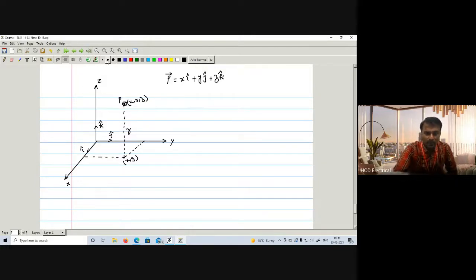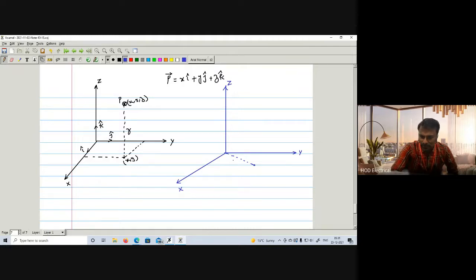So now let me draw the diagram once again. This is our y-axis, then this is our x-axis. Then this is the z-axis, right? So this will be the z-axis. You know the unit vectors and everything. Now this is the one point. Let me draw this point. We have already represented it as x comma y.